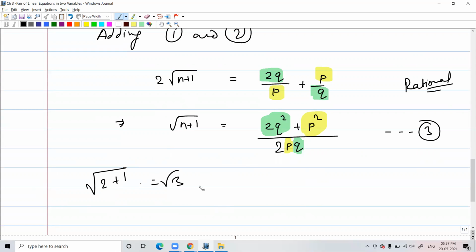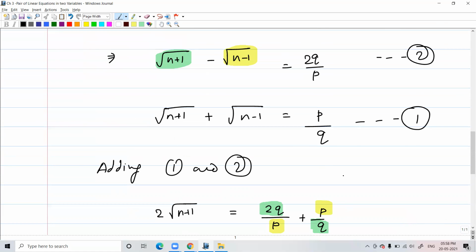So this becomes irrational. So there is no fixed thing. We cannot say that square root of n plus 1 is always rational or always irrational. It depends on the value of n. Depending on the value of n, it could be rational or irrational. So we cannot say anything about this as of now. Okay, but for sure we know that RHS is rational. So let's keep that in mind, and let's do one more calculation.